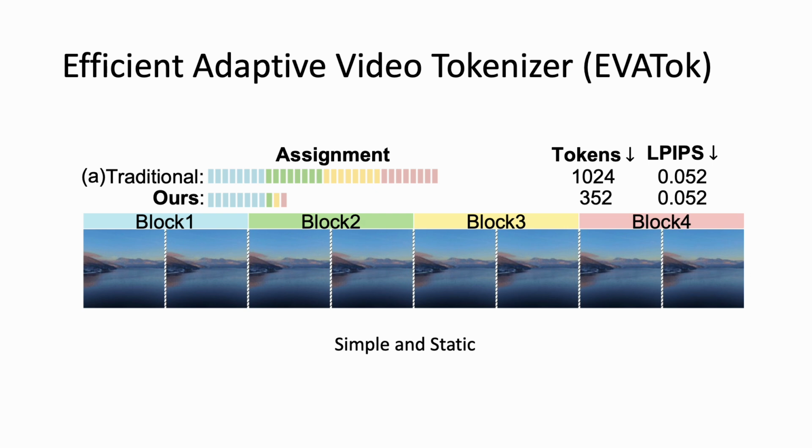Here's one example. This is a 16-frame video. We split it into 4 blocks, so 4 frames per block, and its content is simple and repetitive. Traditional methods would assign the same number of tokens to all blocks, as illustrated by these little rectangles with different colors. But for EVATok, only the first block is assigned 256 tokens, and for the rest, as few as possible. And finally, in a fair comparison setting, this assignment keeps the same LPIPS score with only 1/3 the cost.